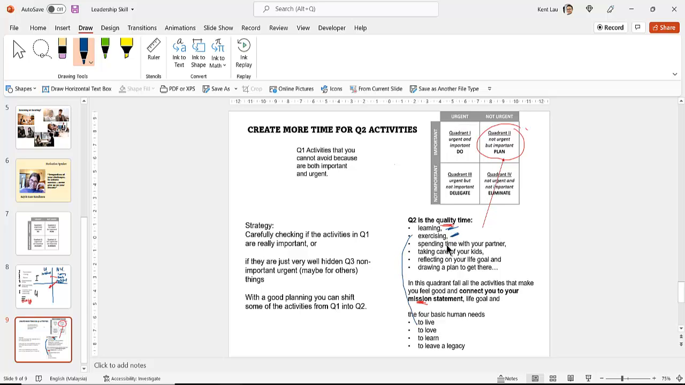Let's go by here: spending time with your partner, or taking care of your kids. This is another one that is quality time, if you perceive it as quality time. Reflecting on your life goals, right? You spend time here on reflections. So what I'm doing now is actually a reflection.